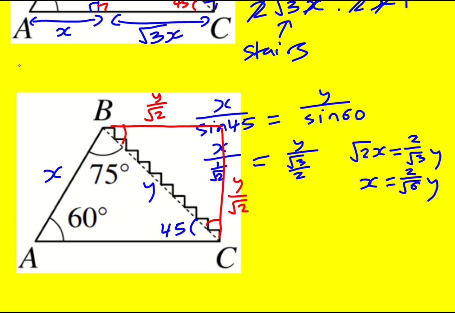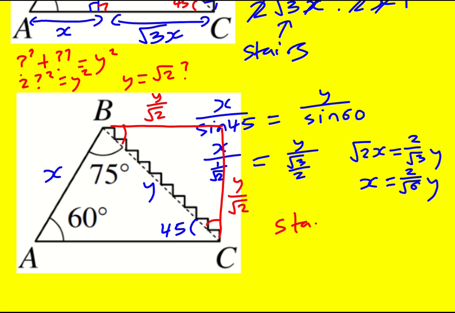If you're less happy with that, then you could call it something. You could call it like question mark, and it's going to be question mark squared plus question mark squared is equal to y squared. So 2 question mark squared is equal to y squared. And then we can square root to see that y is equal to root 2 question mark. So question mark is y over root 2. Okay, I've kind of done Pythagoras' theorem really quickly there. So what that means is that the stairs, or the length, is going to be 2 times y over root 2, which is actually going to be root 2y.